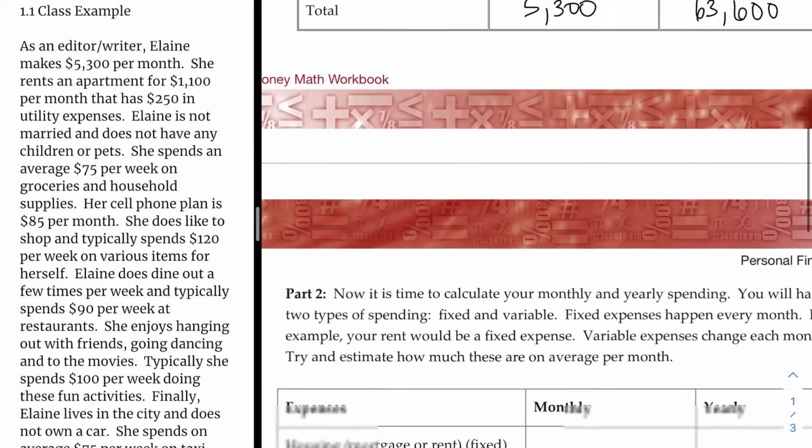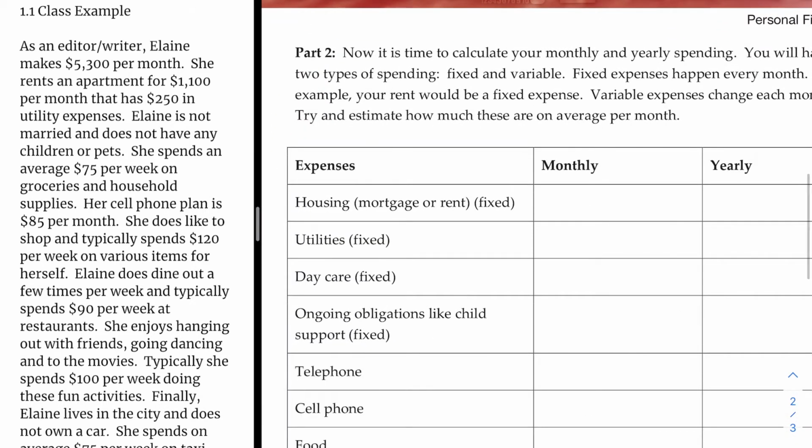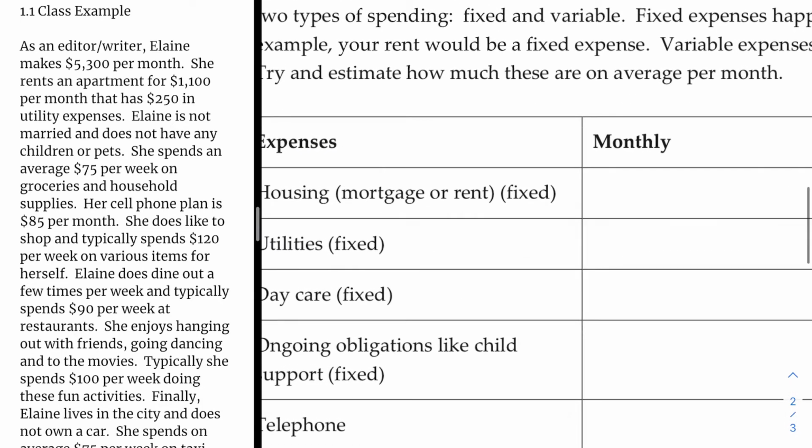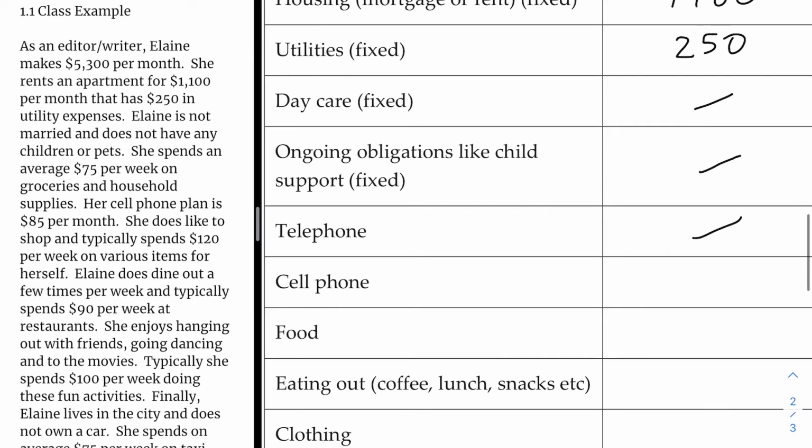Now we come down here to her expenses, right? So we have to go back through the list that we already read and determine which expenses go where. So first is her rent. She pays $1,100 a month in rent. It tells us that her utility bill is $250 a month. No children, no child care. Doesn't say anything about a telephone. It does tell us she has a cell phone, which is $85 a month. So her cell phone plan is $85 a month. Oops, wrote that in the wrong spot. All right, so we're going to put that in there.